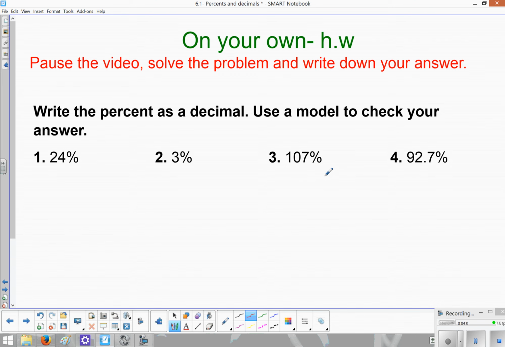Two places to the left. Okay, pause the video if you need time to solve these problems, and then when you're ready, go ahead and press play again. All right.